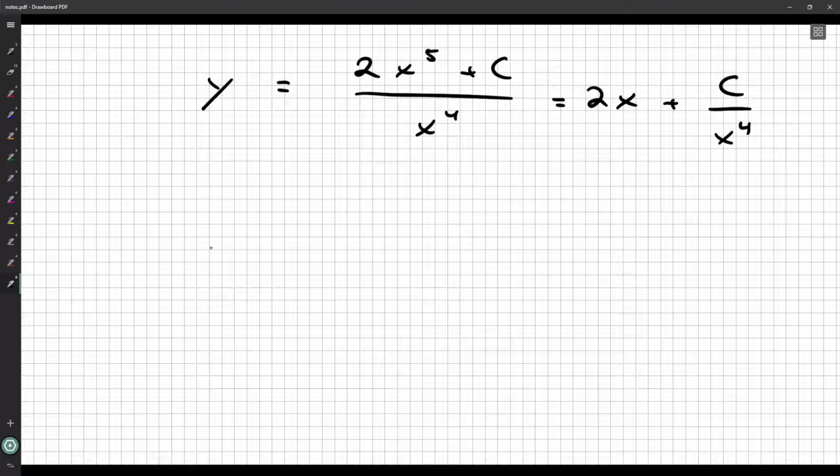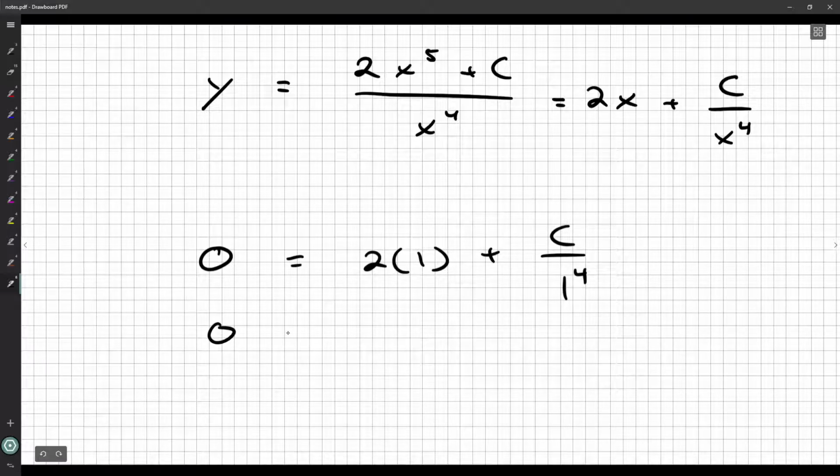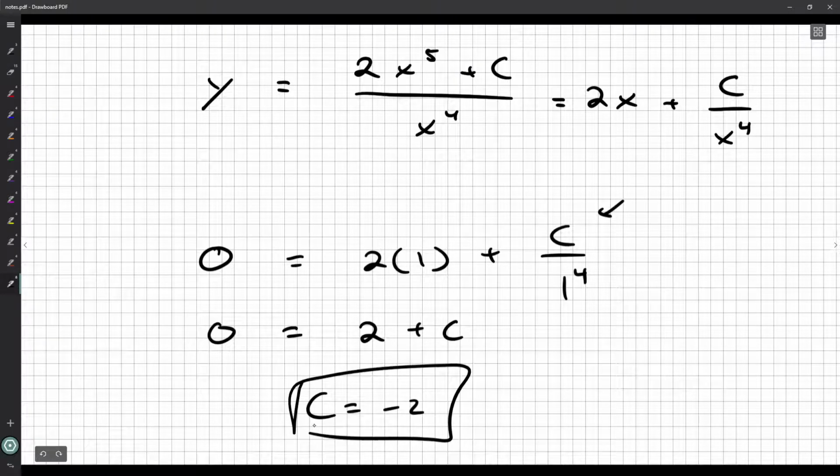So if we take this and change all the y's to 0s and all the x's to 1s, this should give us a nice equation that allows us to solve for the specific constant c that gives us what we need. 1 to the 4 is just 1, so c over 1 is just c. And we can see, our constant should be -2. So, putting this all together, the specific solution we want is y equals 2x plus c, but that's going to be -2. So we'll say minus 2 over x to the 4.